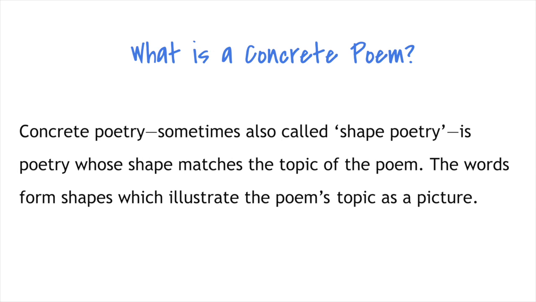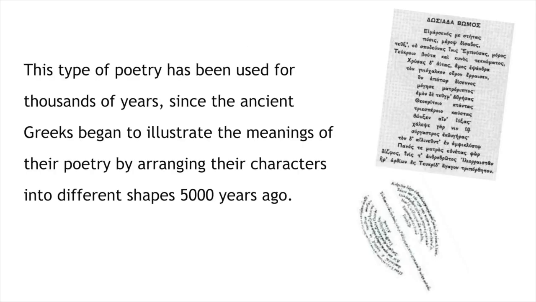Concrete poetry, sometimes also called shape poetry, is poetry whose shape matches the topic of the poem. So if I was writing about an apple, I'd make that poem in the shape of an apple. If I was writing about a bird, I'd make that poem in the shape of a bird. So the words form shapes which illustrate the poem's topic as a picture.